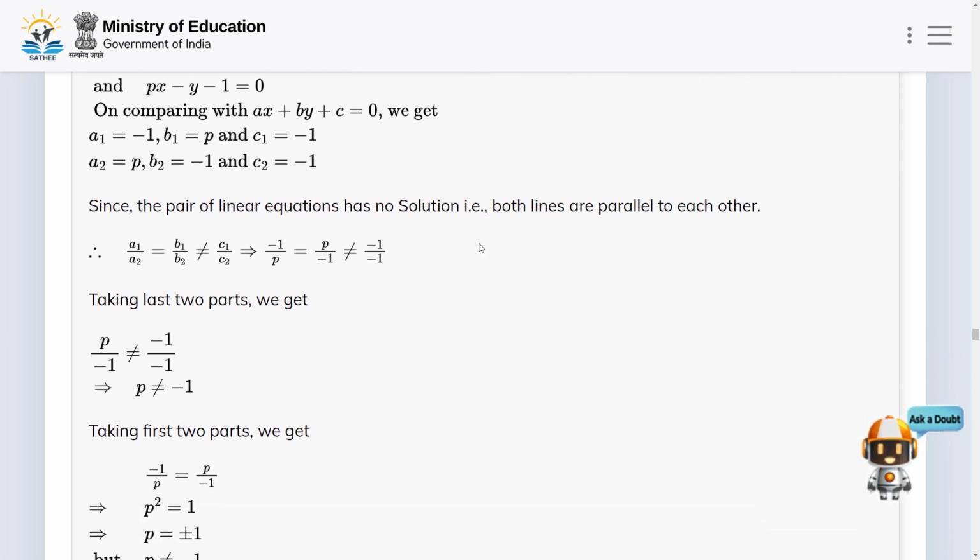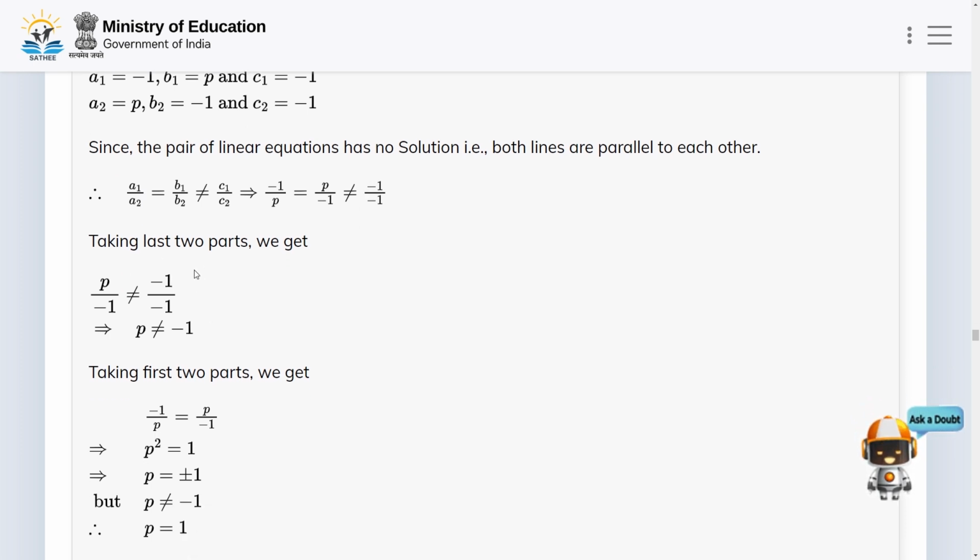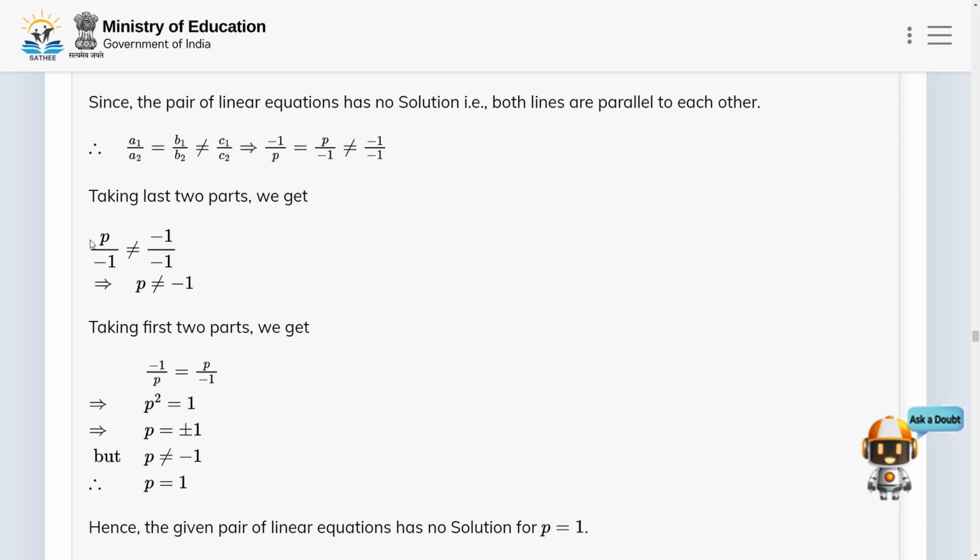Since the pair of linear equations has no solution, that is both lines are parallel to each other, therefore a1/a2 = b1/b2 ≠ c1/c2. It implies -1/p = p/-1, and this does not equal -1/-1. Now taking the last two terms, we get p/-1 ≠ -1/-1, and it implies p ≠ -1.